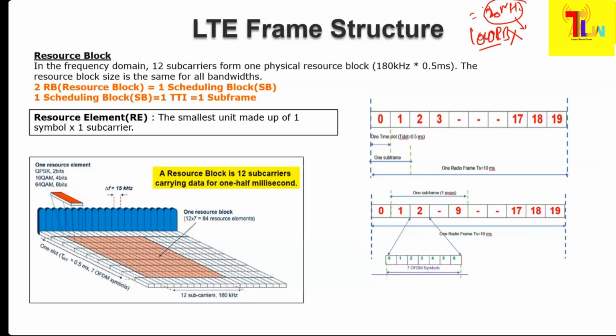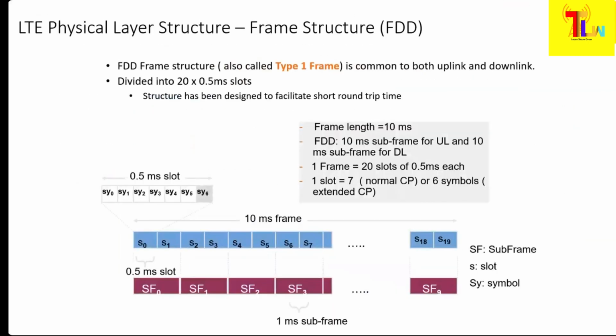As far as the time domain is concerned, we have a frame structure that is 10 millisecond. Each frame has 1 millisecond units: this is 1 millisecond, this is 1 millisecond, and so on. Further, in 1 millisecond we have 2 slots, 0.5 millisecond each.